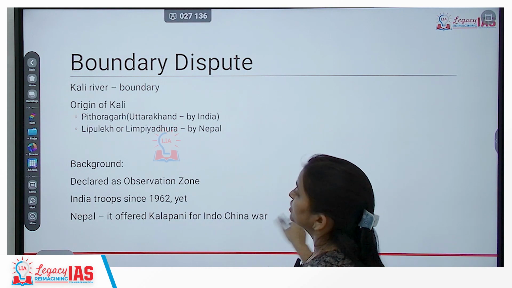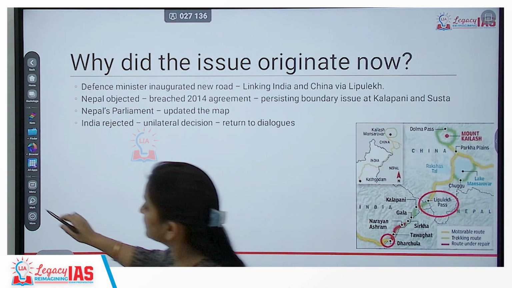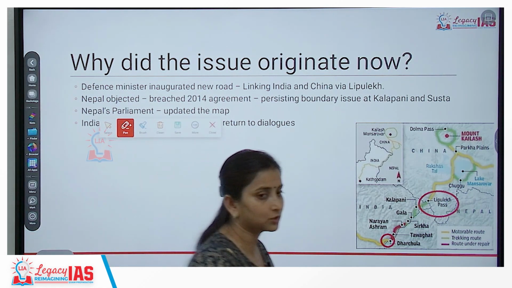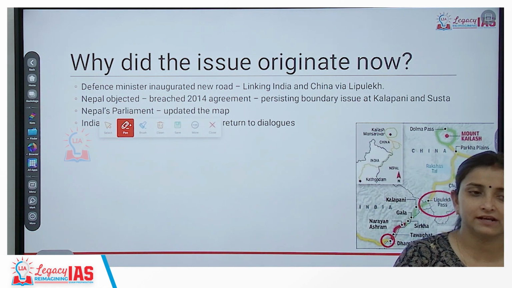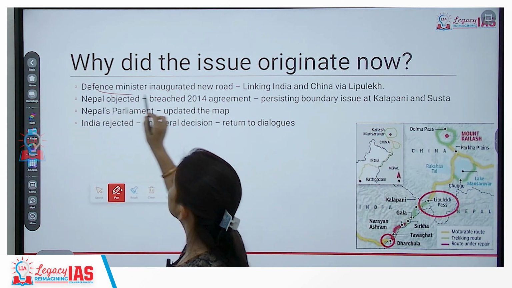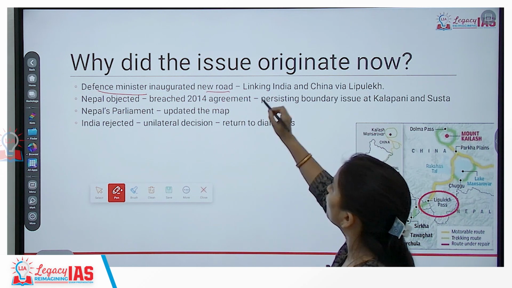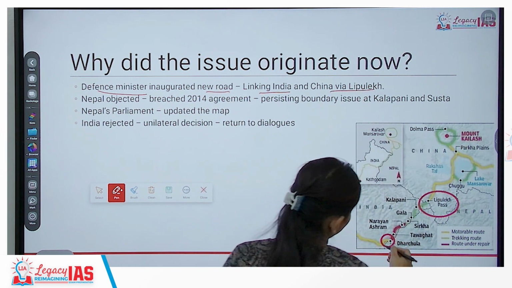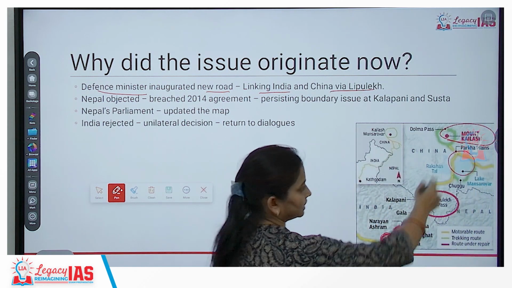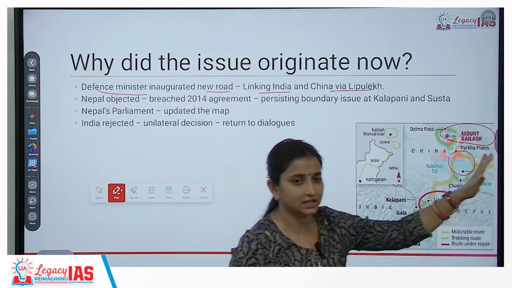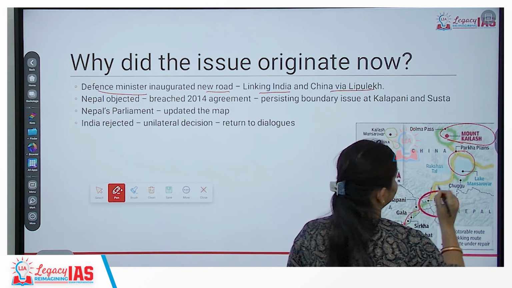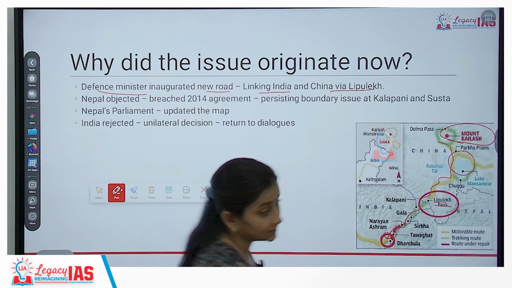Okay? So this is the background, but why did the dispute begin right now? That we understood was a controversy, the currency related controversy. But before the currency related controversy, the Government of India and specifically the Defence Ministry inaugurated a new road linking India and China via Lipu Lake. So this is the Mount Kailash route through which the Kailash Mansarovar Yatra crosses, and this crosses through the Lipu Lake Pass. And we have a proposed road project for this by the Defence Ministry.